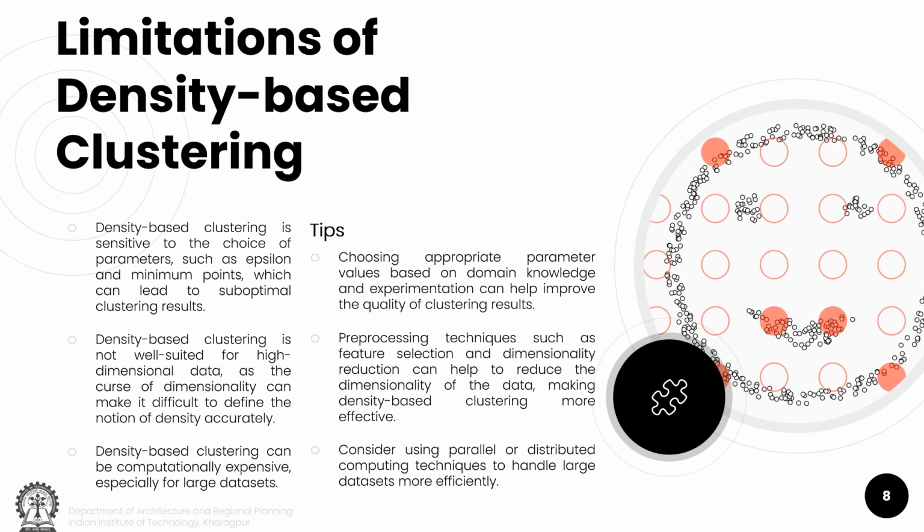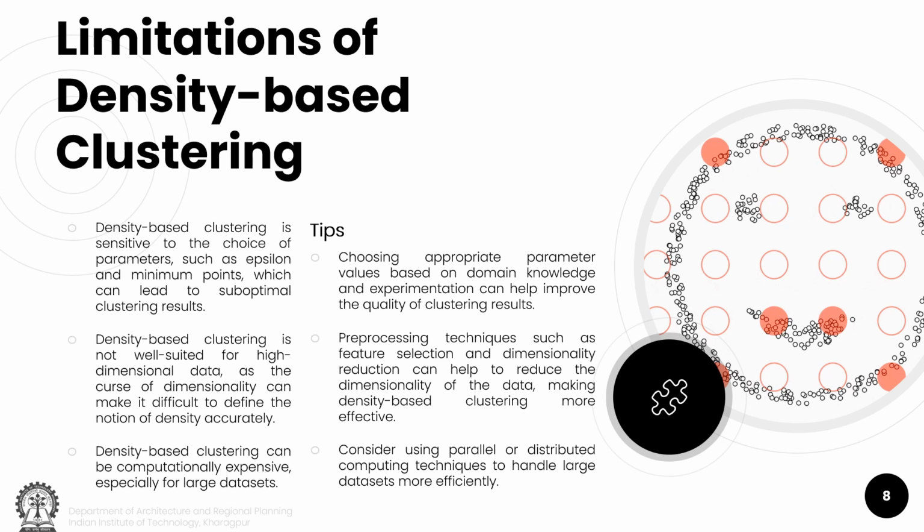Limitations of density-based clustering. Density-based clustering is sensitive to the choice of parameters, such as epsilon and minimum points, which can lead to suboptimal clustering results. Density-based clustering is not well suited for high-dimensional data, as the curse of dimensionality can make it difficult to define the notion of density accurately. Density-based clustering can be computationally expensive, especially for large datasets.